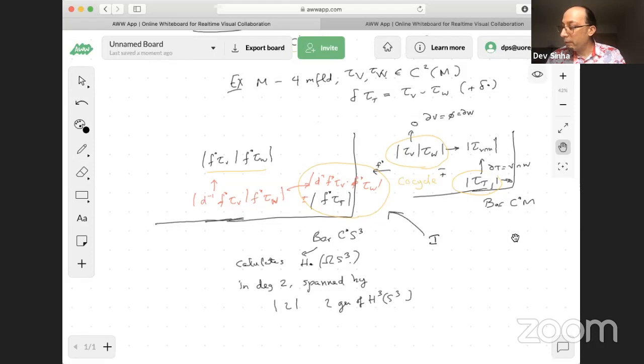So the invariant was, in fact, count the preimages of V. Let me switch from tau to just V itself, with the preimages of W, and then subtract the count of the preimages of T. And that is exactly what this cochain is. So this is the value of the cochain that I just circled in yellow.